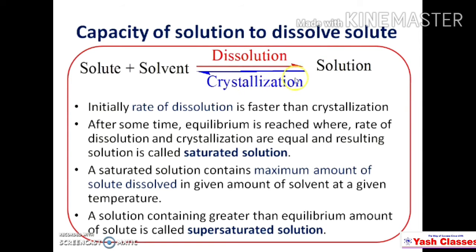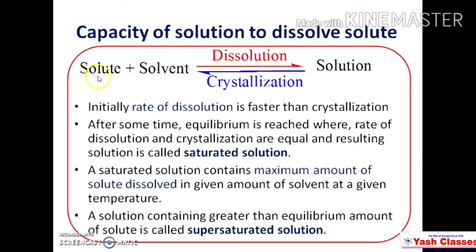So by crystallization, there is again formation of solute, but in the beginning this crystallization tendency was very negligible and dissolution tendency was very high. So initially the rate of dissolution is faster than crystallization, but after some time equilibrium is reached, that is the rate of dissolution and rate of crystallization are equal, and the resulting solution is called a saturated solution.